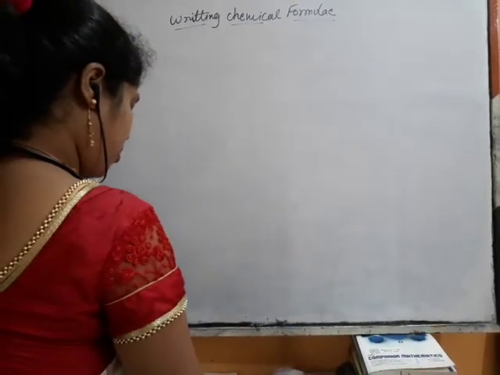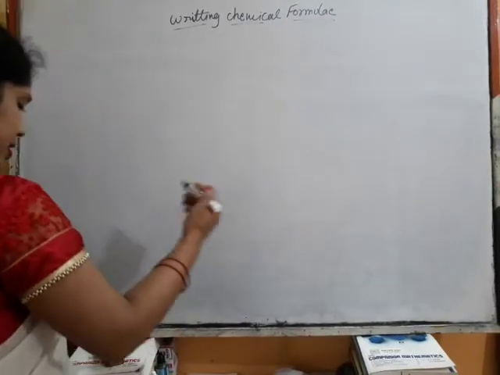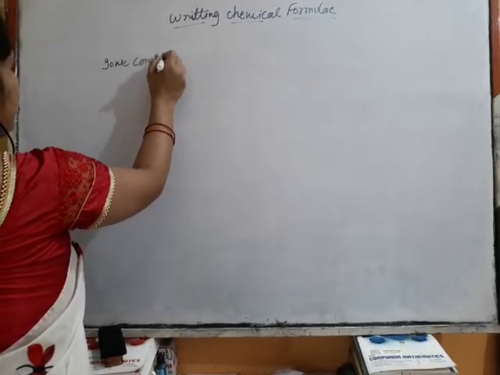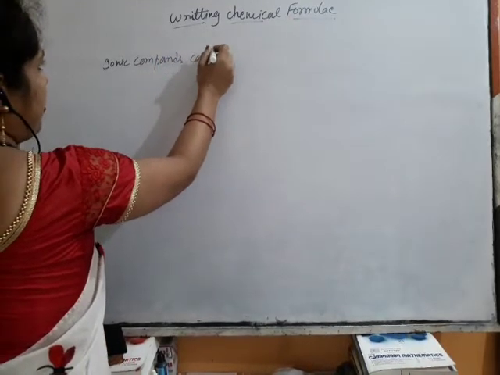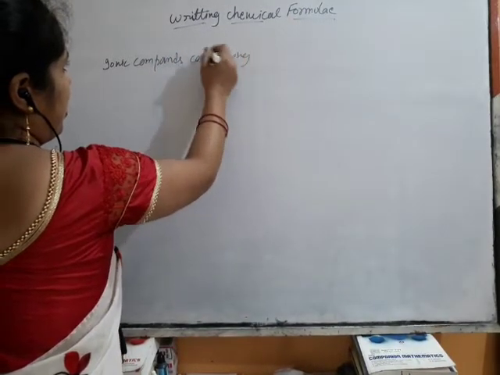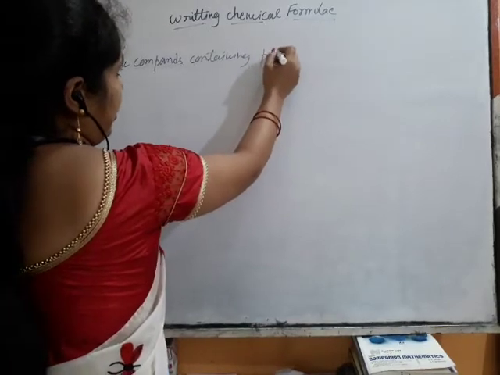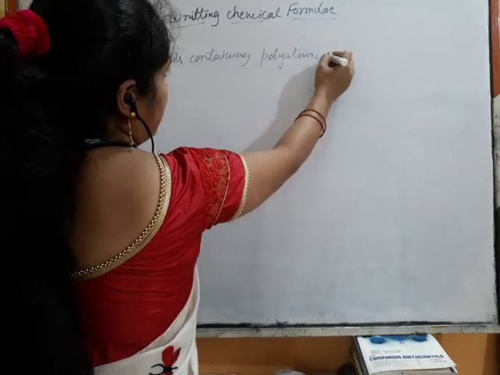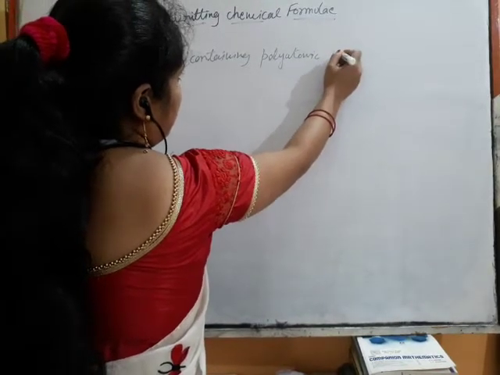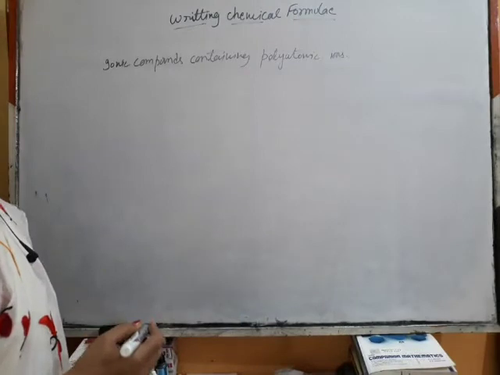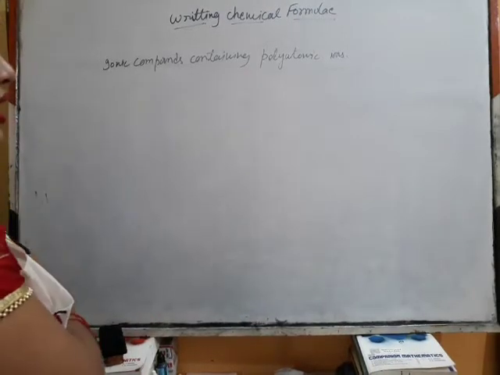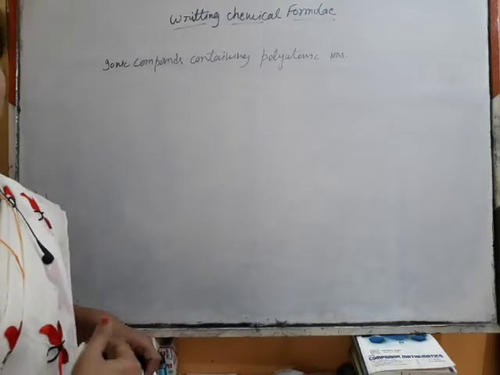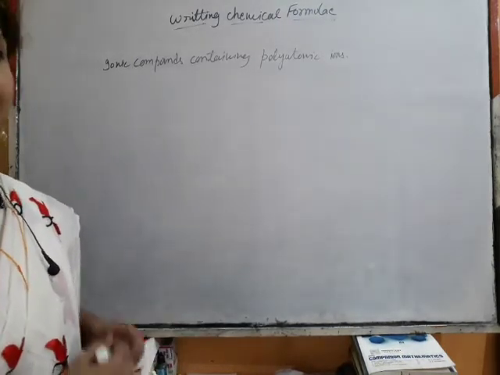Now the next is chemical formula of ionic compounds containing polyatomic ions. In the last example, only simple ions were involved, positive as well as negative. Here the polyatomic ions are involved to make an ionic compound, or we will write the chemical formula of ionic compounds.